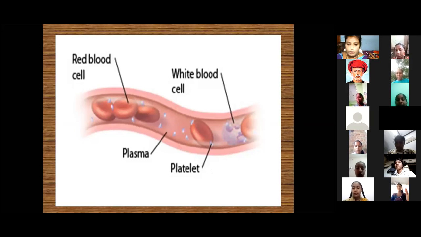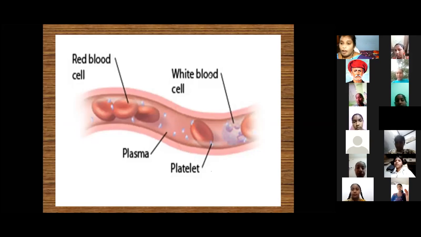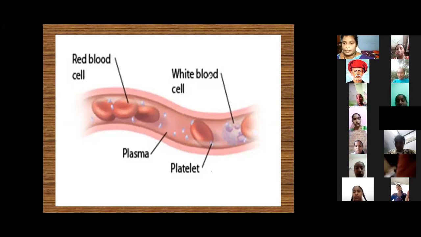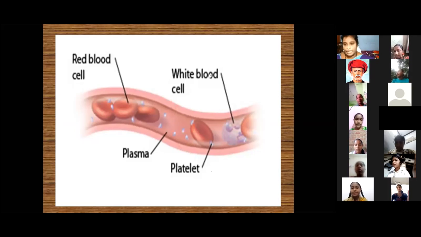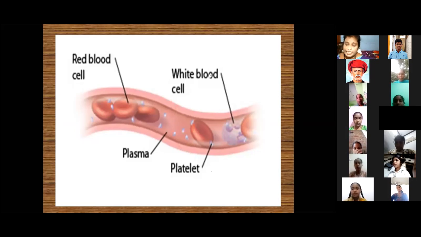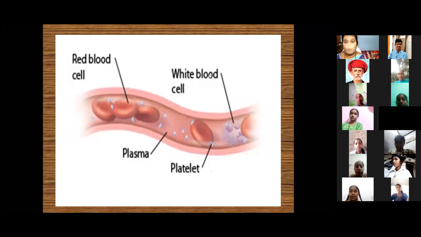Okay, ma'am. Next, see, we already eat food materials. All of you take food materials every day, ma'am, and we get energy. The energy converts to blood. The blood has various components: red blood cells, white blood cells, blood platelets, and plasma. Shall I move to the next slide, ma'am?